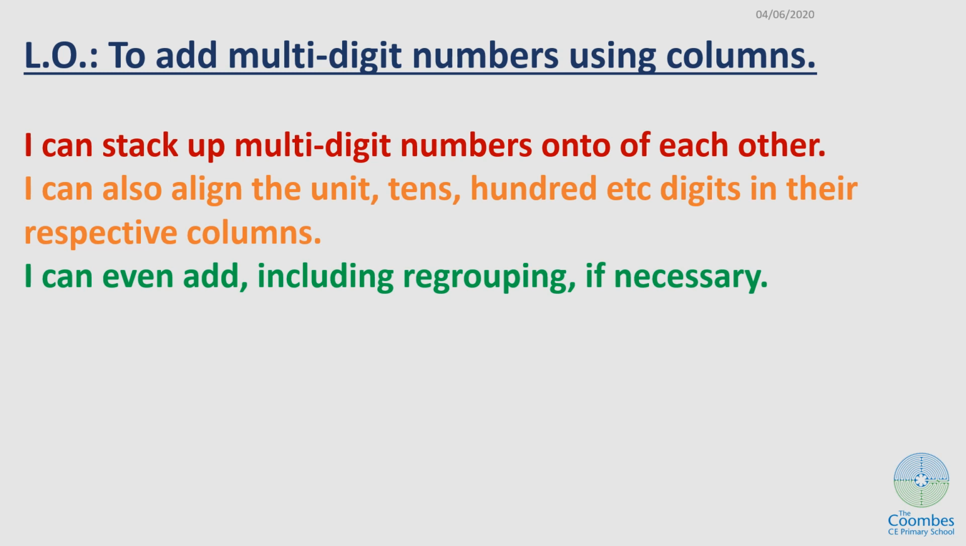Our learning objective is to add multi-digit numbers using column method. And there are three success criteria to do this. First, that you can stack up multi-digit numbers onto each other. Second, that you can align the units, the tens, and hundreds digits in their respective columns. And third, that you can add, including regrouping if necessary.